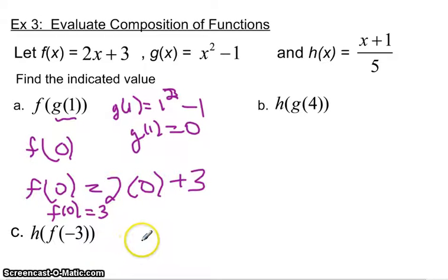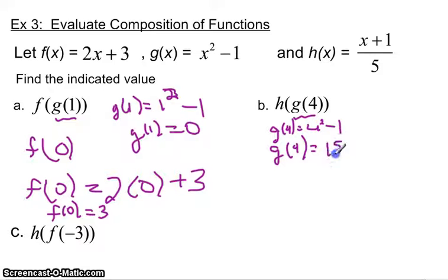Part B. Here we have h of g of 4. The first thing I'm going to do is find g of 4 by replacing the x in g of x with 4. So g of 4 is going to be equal to 4 squared minus 1. 4 squared minus 1 is going to give me 16 minus 1, which is 15.